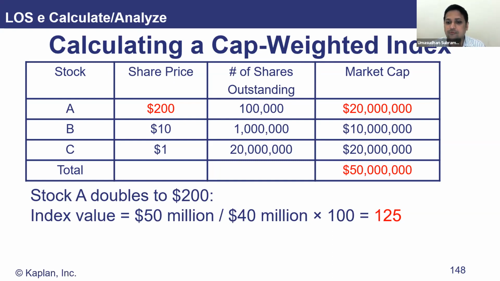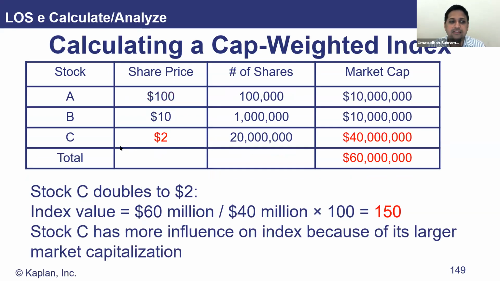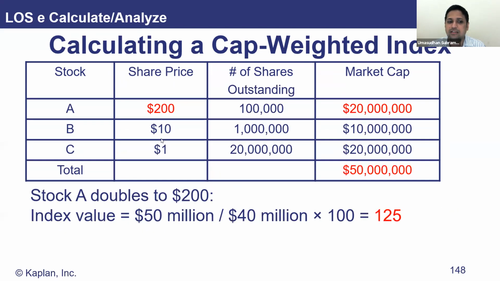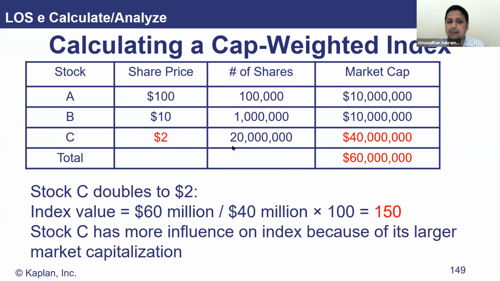Okay, now we are going to calculate when stock C is doubling. So it was $1, it's becoming $2 now. So it becomes 40 million: 2 times 20, 40 million. So you recalculate your index value. What is your index value now? 150. Because now in this table, we are assuming that stock C doubles.